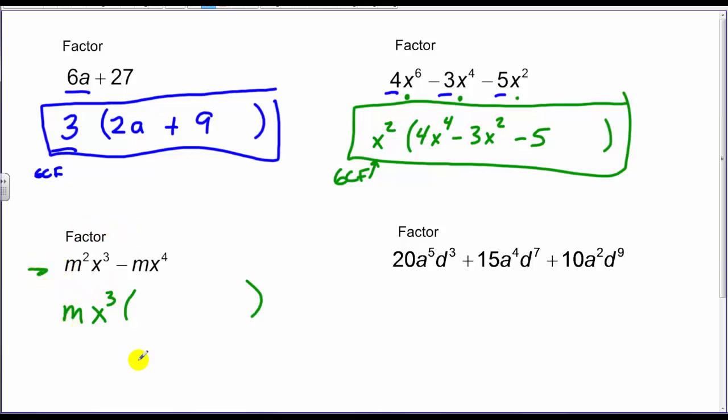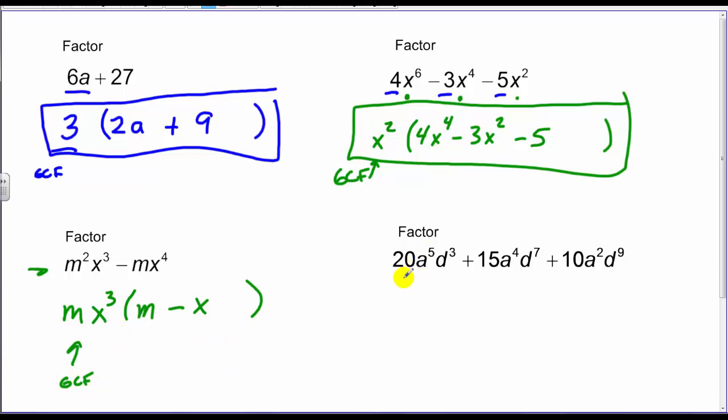So m times what is m squared? Well, that's just an m. And then x cubed times what is x cubed? Well, I don't need anything because x cubed times 1 will do that. M times what is m? It's already there, so I don't need anything. And x times what is x to the 4th? That's just an x. By distributing this through, I get my original term back. Mx cubed is my GCF, and this is my remaining multiple. Let's move on to the next example.